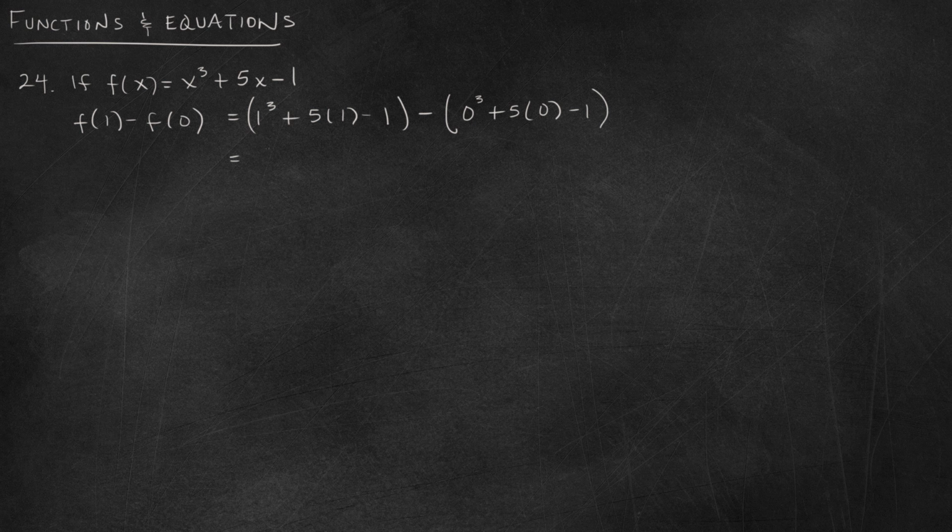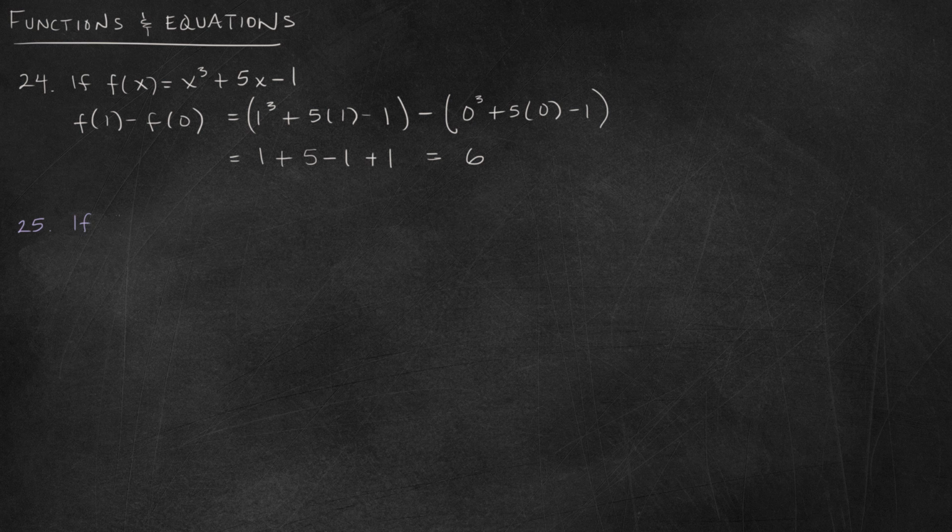You can probably do this type of problem in your head, so you really don't need to write out all of these steps, but just to be clear, I'm going to go ahead and do that. Minus, and I'm distributing the negative sign. So we have 1 plus 5 minus 1 plus 1, which is 6.